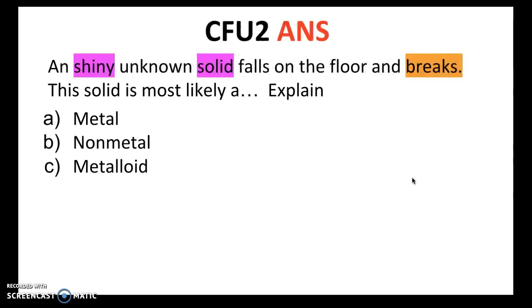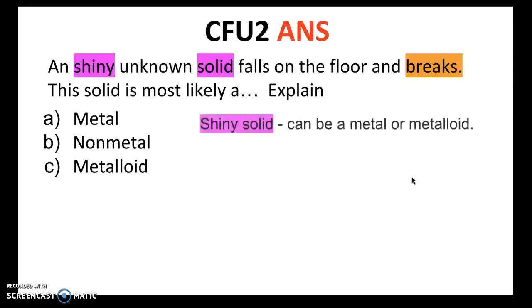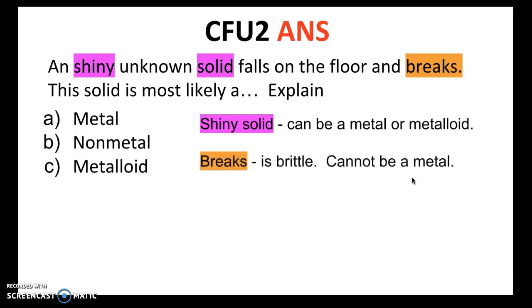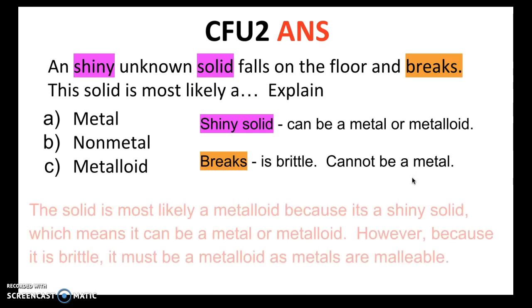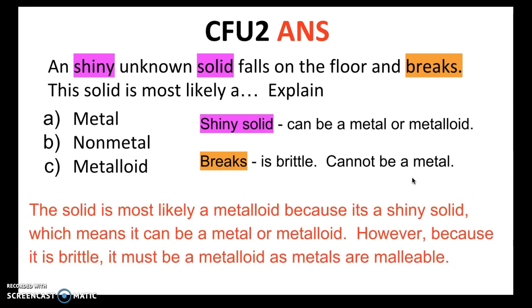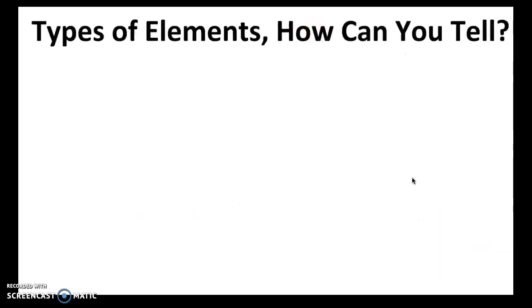Great, so let's break this down from the clues. It says it's a shiny solid, so that could be a metal or a metalloid. We know that metals and metalloids are both shiny, and that most metals, with the exception of mercury, are solid, and metalloids are all solid. But then it says it breaks, so that means it's brittle, not malleable, and that cannot be a metal. So we can say that this solid is most likely a metalloid. Because it is brittle, it must be a metalloid, as metals are malleable.